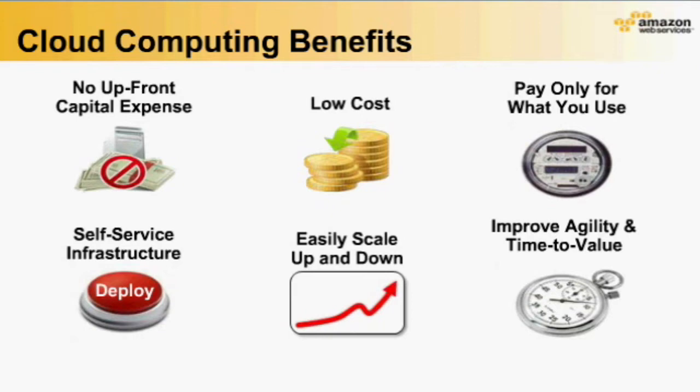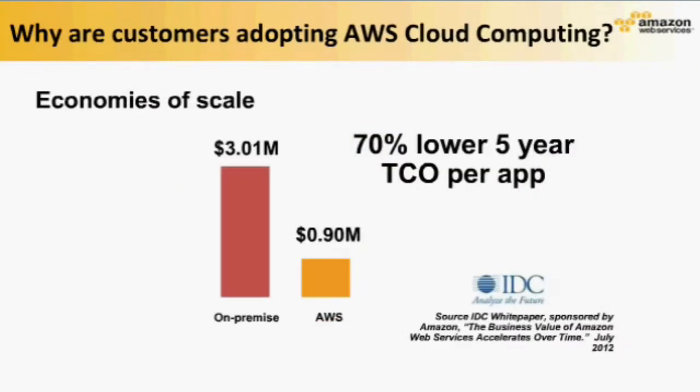According to a recent study by IDC, companies can save 70% on their infrastructure costs simply by using AWS. That's a powerful economic driver in this age of increased global competition.